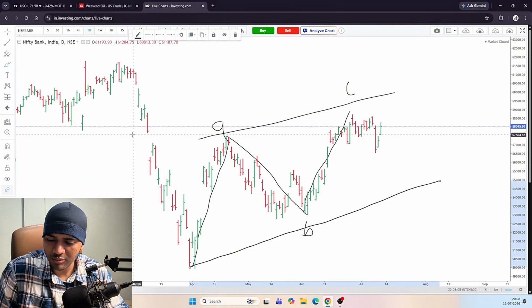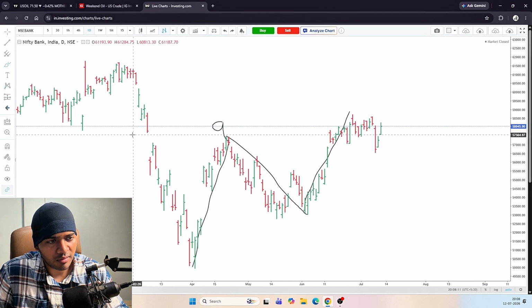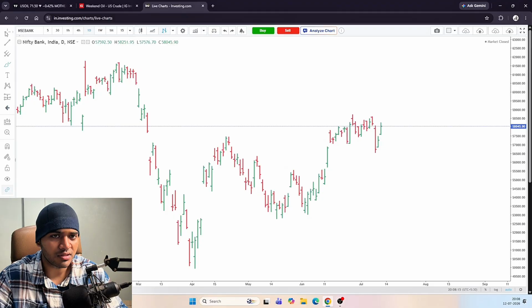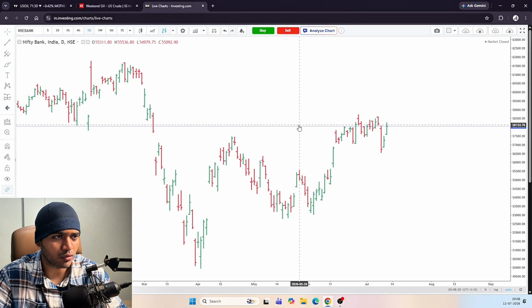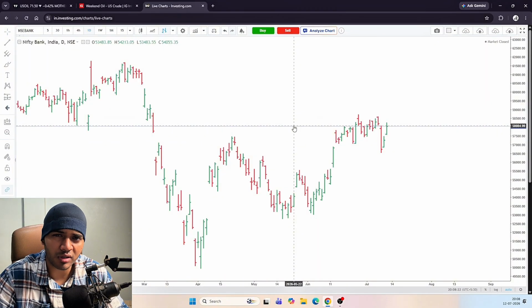But I am not very comfortable in making a bearish view on the finance index, because looking at the overall outperformance they have shown with respect to Nifty, it just doesn't really make sense to be extremely bearish on Nifty Bank.